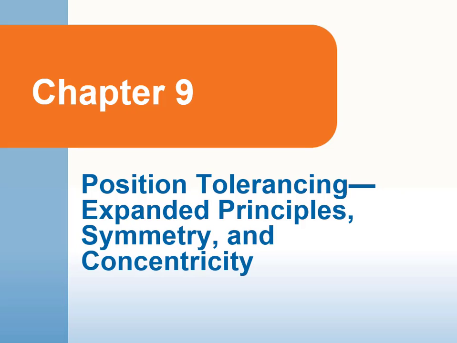Hello. This is Chapter 9 for GD&T. We're going to talk more about position tolerancing and some expanded principles of position tolerancing. Symmetry and concentricity will be discussed, but really those are obsolete tolerances. I think that they can be replaced by positional tolerances.